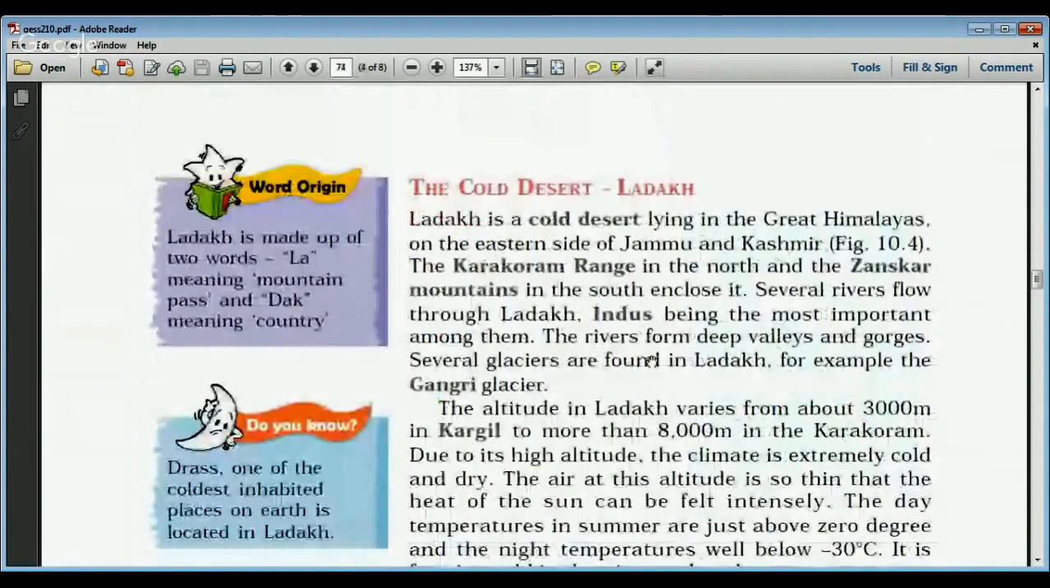So these are some of the facts about the Sahara Desert in the Africa region.